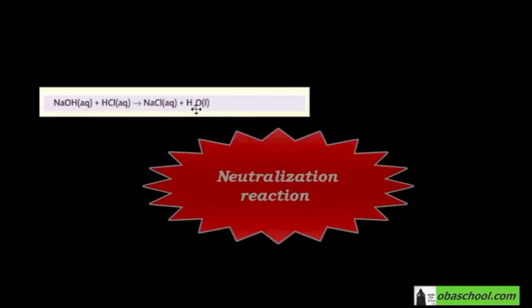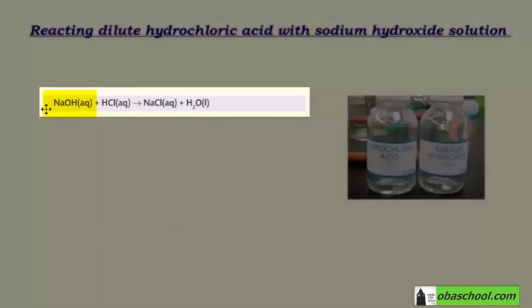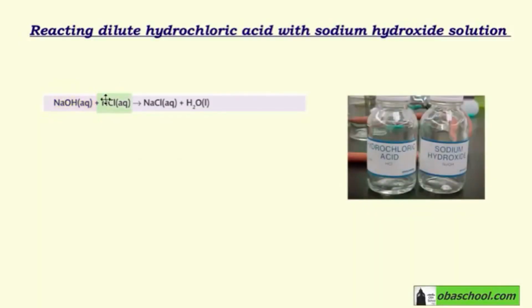If you remember in the previous video, we talked about neutralization reaction and went through this example of sodium hydroxide plus hydrochloric acid reacting together and said that since this is a base and this is an acid, we will obtain a salt plus water. The salt is sodium chloride plus water. So this is a neutral solution, since a base plus acid reacts to give a neutral solution.